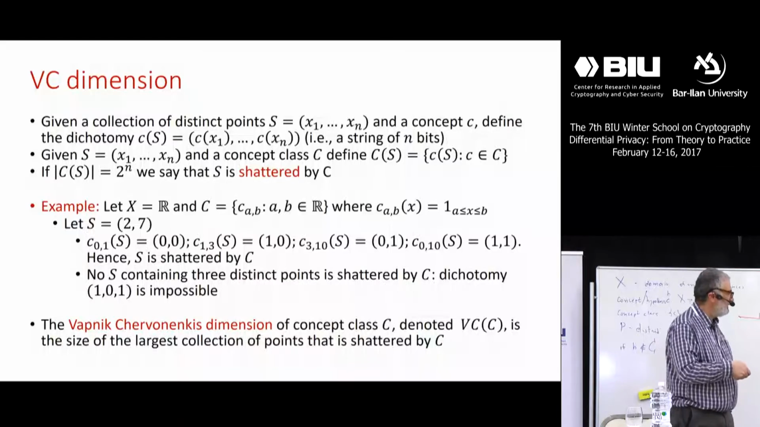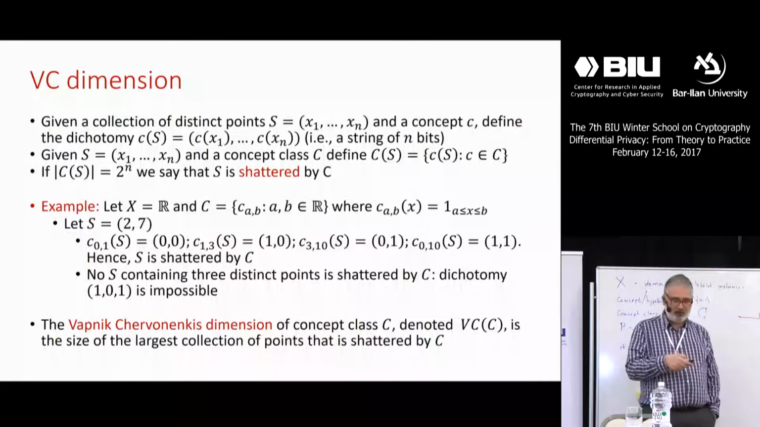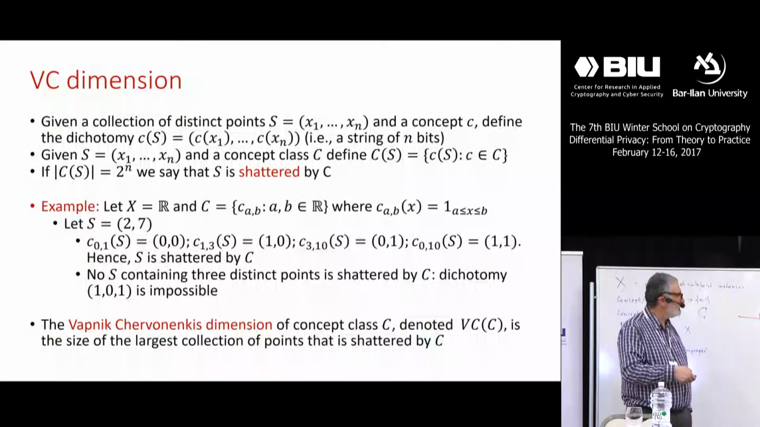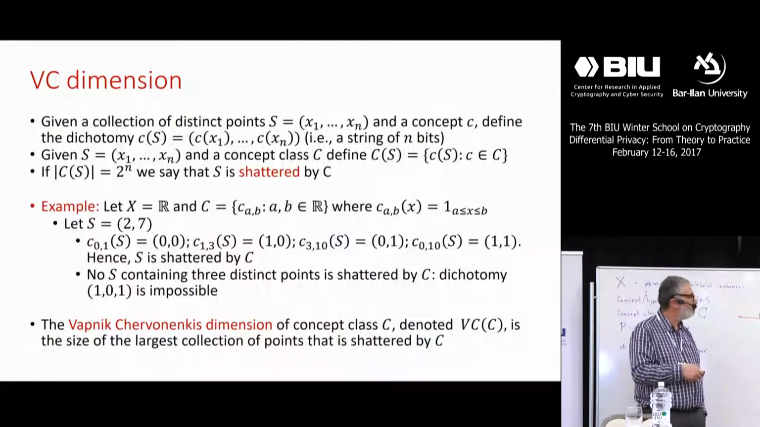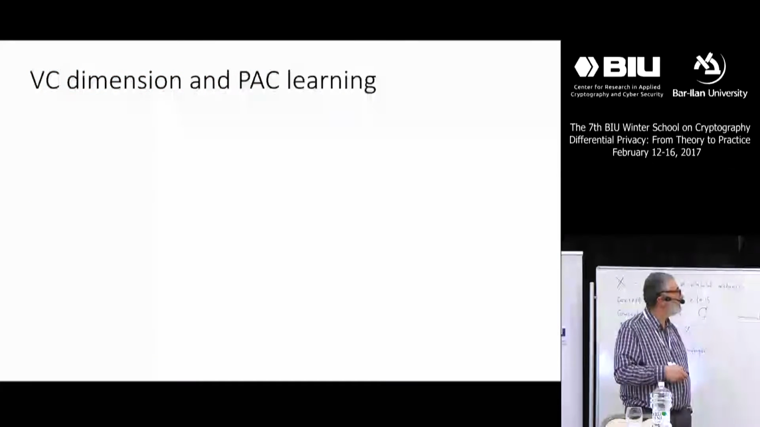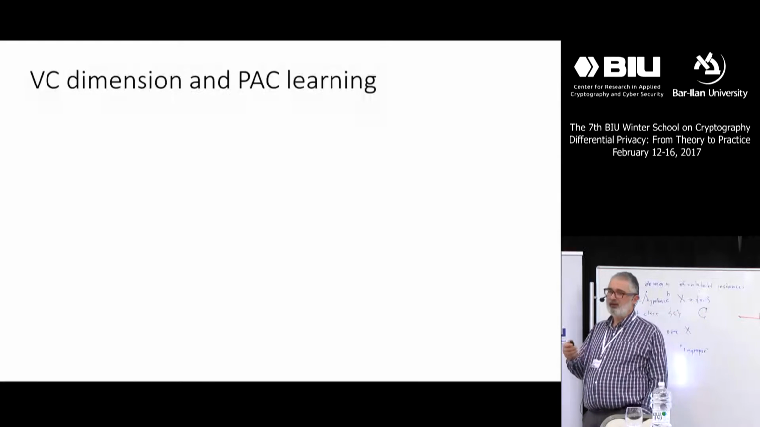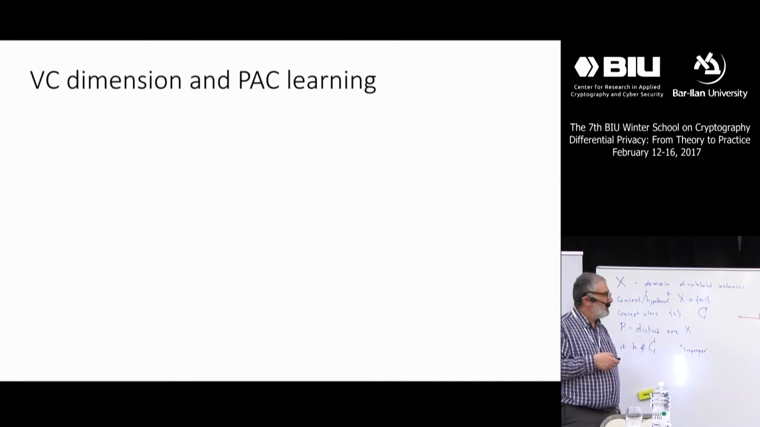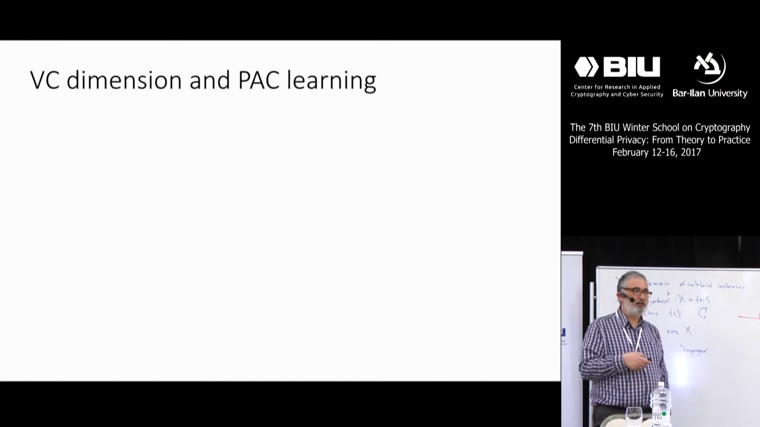And the VC dimension of a concept class is the size of the largest collection of points that can be shattered by this concept class. So in this case, we see that there is a collection of 2 points that is shattered, but no collection of 3 points is shattered, and hence the VC dimension is 2. Okay. Why is this an interesting thing to look at, you may ask? The reason is that it's tightly tied with the sample complexity of PAC learning.